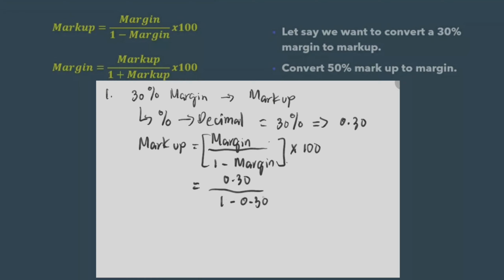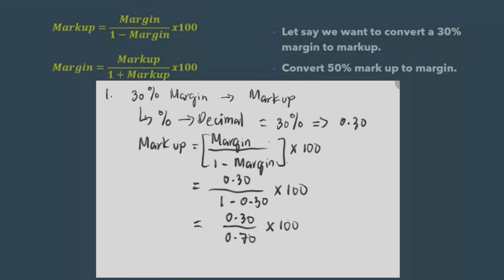Okay, so substituting the given, so we have 0.30 divided by 1 minus 0.30 times 100. So we have 0.30 divided by 0.70. So sinubtract natin yung dalawa times 100. So dividing 0.30 by 0.70, we have 0.4285 times 100. Multiplying that numbers, we got 42.85. But we have to round this number to a whole number, so we have 43% for our markup.